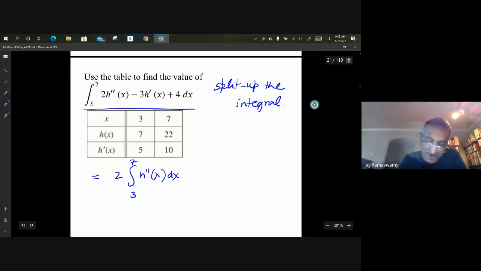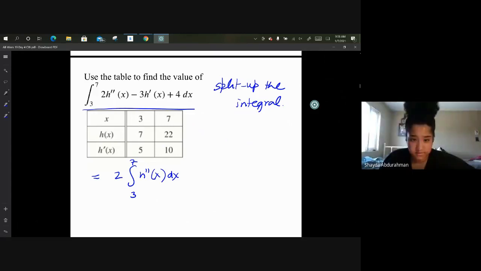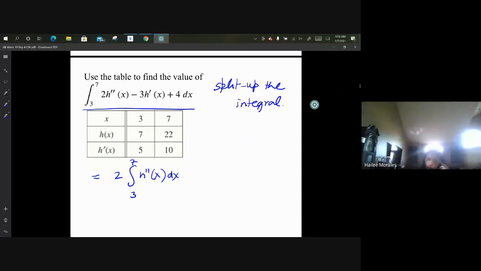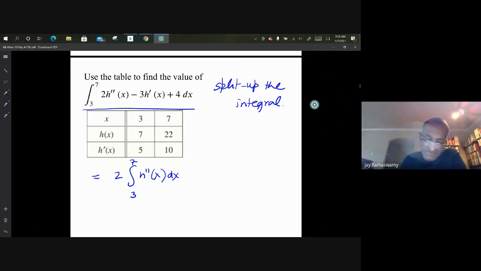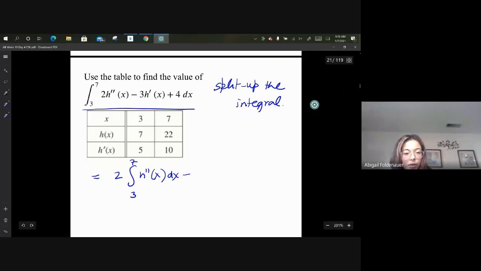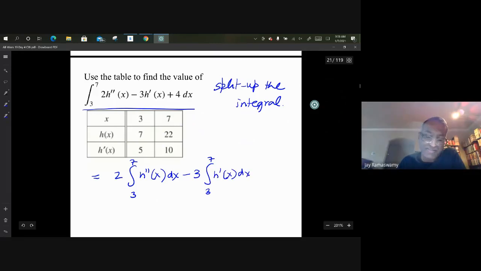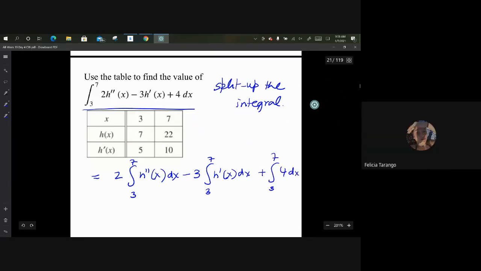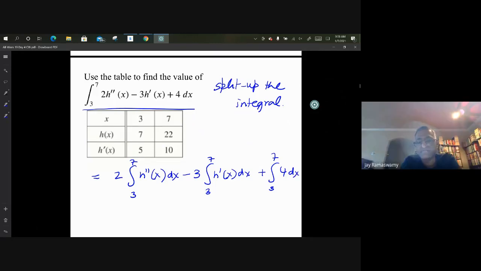Okay, go. Tell me what to write. 1. Oh, it's h dash of 1 second. Minus 3 integral, and then h dash of x, dx. Don't forget the operator. I'm just splitting up that integral. And then for the last guy, just number 4. So that's just 3 to 7, 4 dx. Is everybody okay there? I just split up that integral.